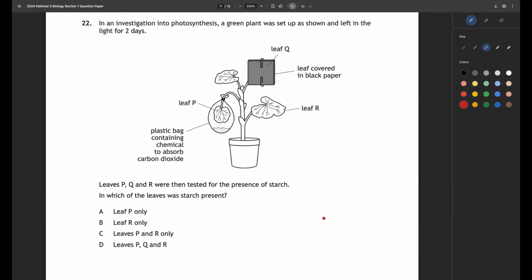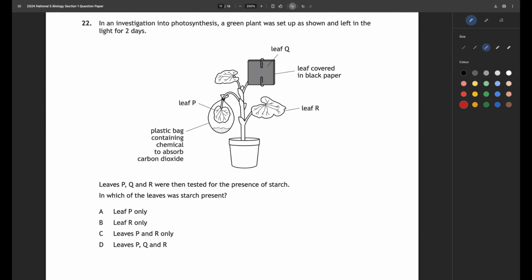Number 22. In an investigation into photosynthesis, a green plant was set up as shown and left in the light for 2 days. Okay, so if we have a look at it, leaf Q has been covered in black paper. So we can imagine what's going to happen to that leaf. Leaf R has absolutely nothing happening to it at all. So that one's going to photosynthesize brilliantly, I'm sure. Leaf P has got a plastic bag containing chemical to absorb carbon dioxide. So we are going to deprive leaf P of carbon dioxide. And again, you can imagine the effect that that's going to have.